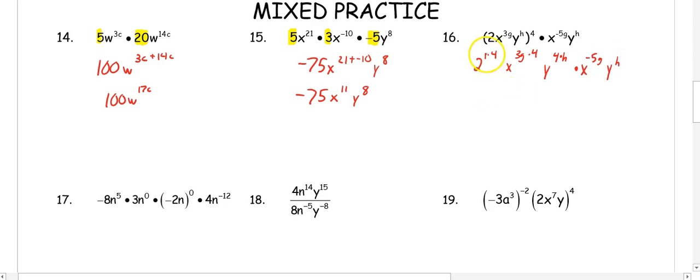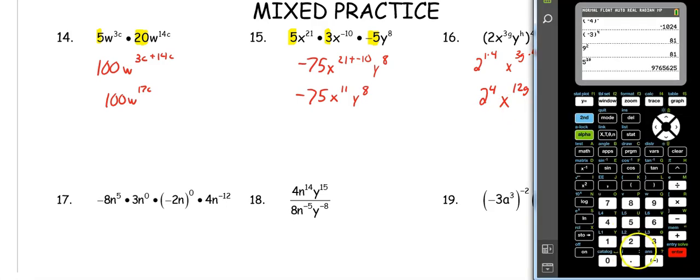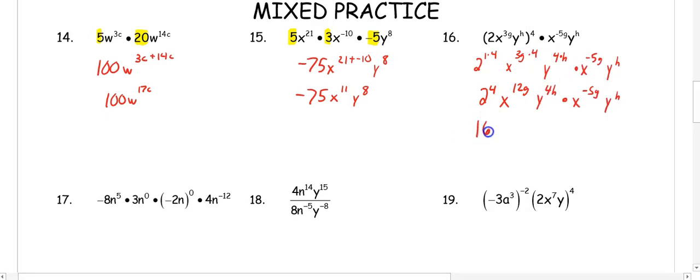So 2 to the 1 times 4 is 2 to the 4th, x to the 12g and y to the 4h, times x to the negative 5g and y to the h. So 2 to the 4th, if we put that in a calculator, 2 caret 4 is 16, so we're going to write that as 16 now.